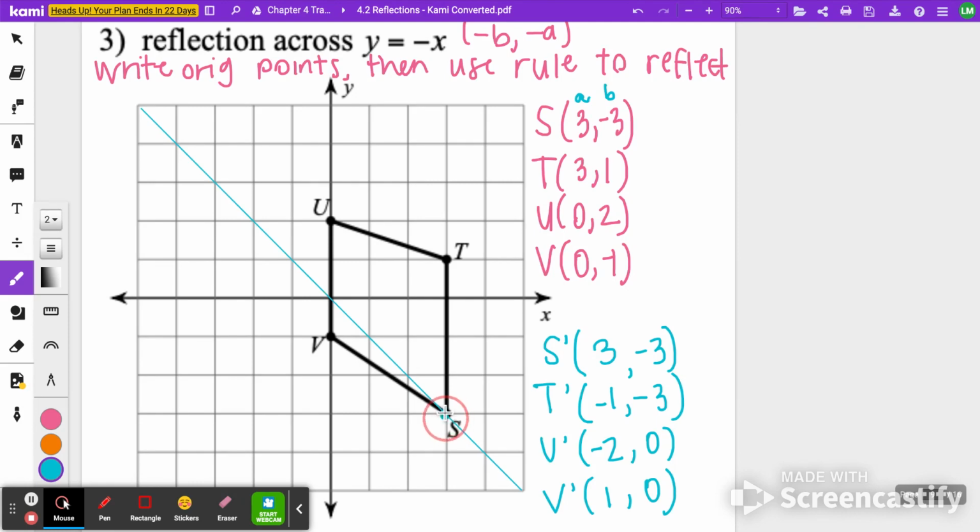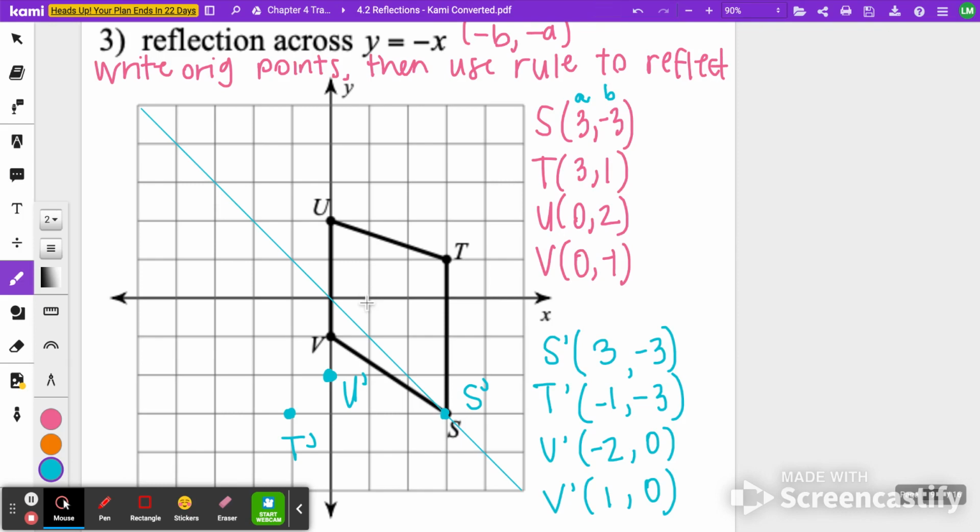Let's go ahead and plot our new point for S prime. T prime, however, did change. It's now at negative 1, negative 3, which would be down here. U prime is not at 0, 2. It's instead at negative 2, 0. And this one just basically did an x-axis reflection because the center point of reflection is over that. So U prime would be down here. And then V prime is at 1, 0.